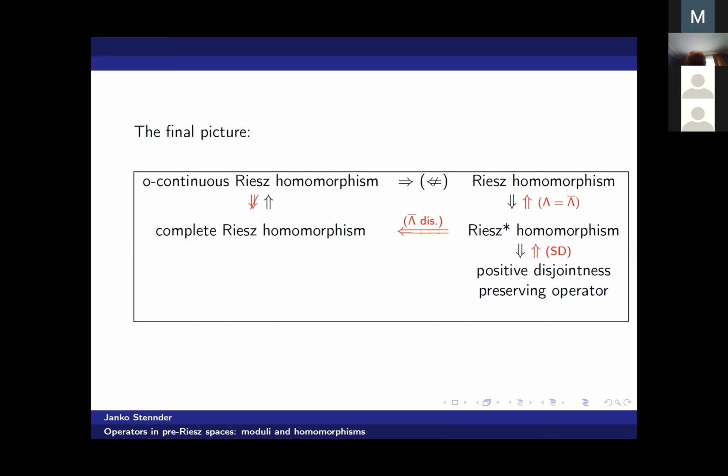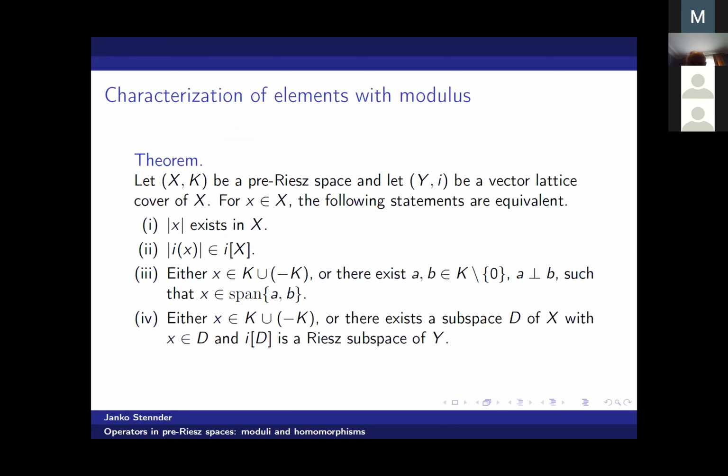Yes, that was everything for the homomorphism part. And we end the presentation with the modulus part. Namely, we figured out the characterization of elements for which the modulus exists in pre-Riesz spaces. Because as I already said earlier, every Riesz space is a pre-Riesz space. But also the other side of the spectrum is possible. So pre-Riesz spaces basically sit between Riesz spaces and antilattices. That's what I wanted to say.